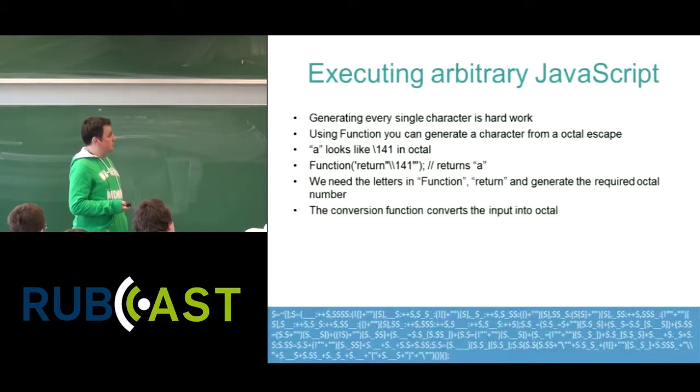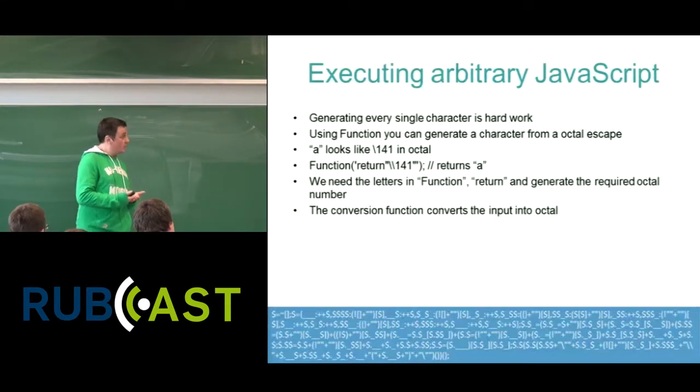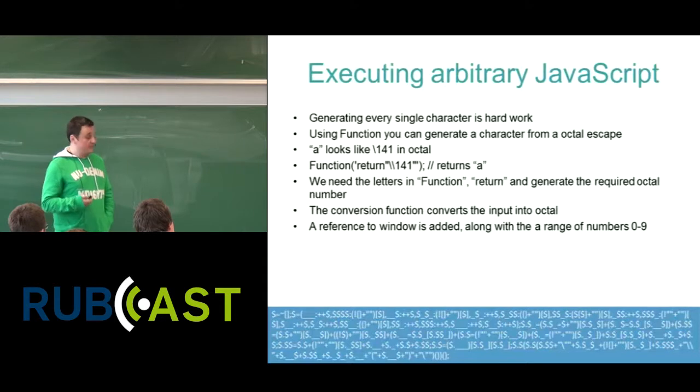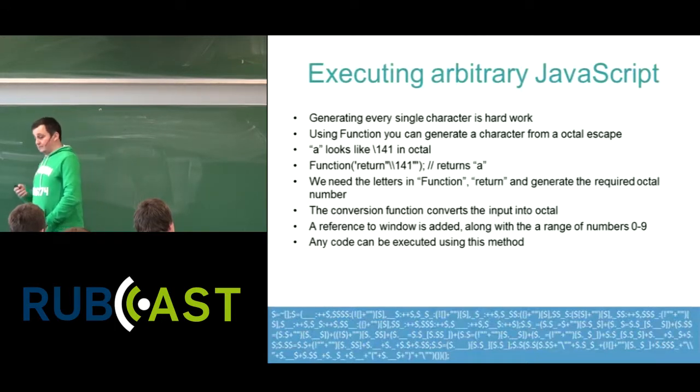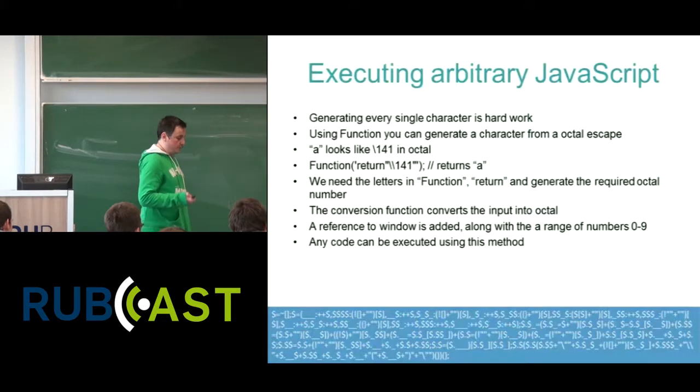So the conversion: the first part is you've got to generate function. The second part is you've got to generate return. And the third part is you've got to generate the numbers to generate the octal escape. And then you need a reference to window. Using that technique, you can generate any type of JavaScript code, and I'll show you some demos on how you do that.